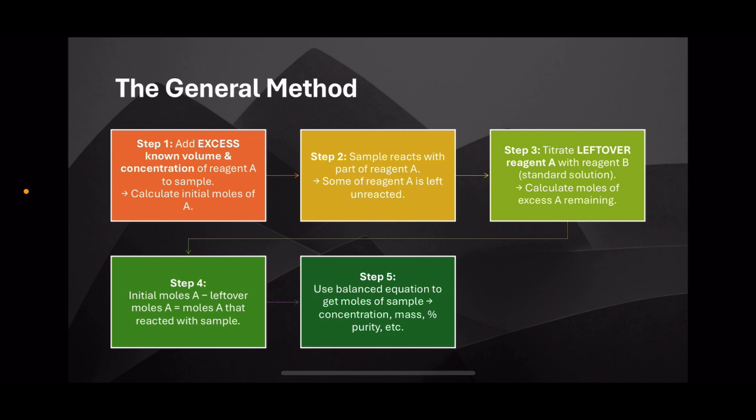The general method. Okay, this is the interesting bit. Step 1. You throw excess reagent A into your sample, like way more than you need. Step 2. The sample reacts with some of it. And step 3. You titrate whatever is left with reagent B. Then the magic equation appears: the initial moles minus the leftover moles is the moles that reacted with the sample. And then you have just unlocked how to solve this question.